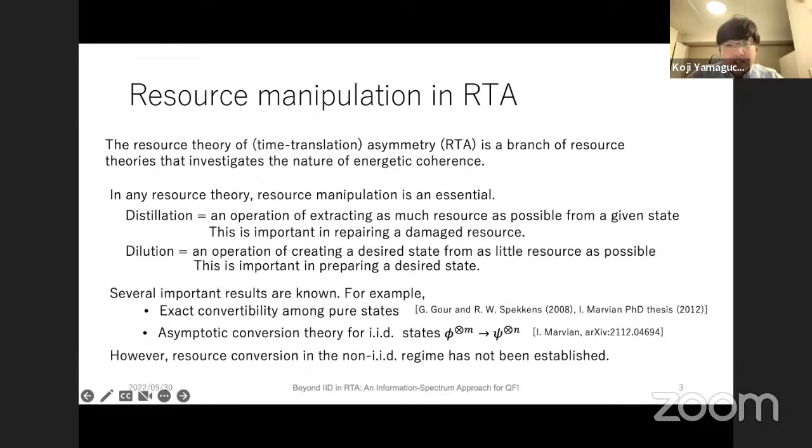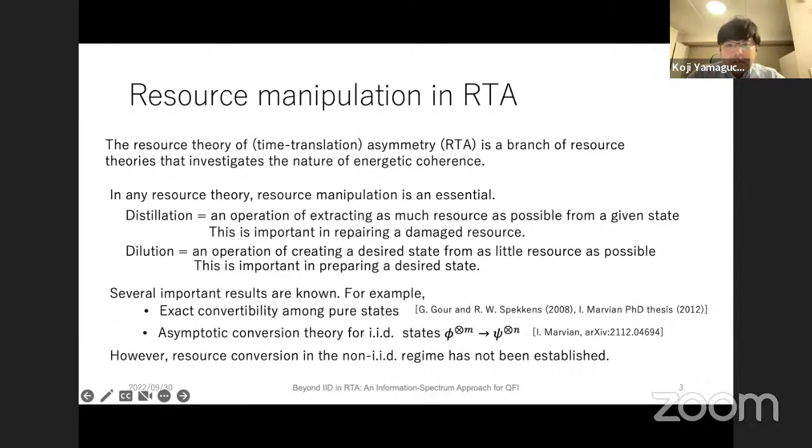As you may know, distillation is an operation of extracting as much resource as possible from a given state. For example, this is important in repairing damaged resources. And dilution is the opposite operation, that is, the operation of creating a desired state by consuming as little resource as possible. In the resource theory of asymmetry, several important results on resource manipulation are known. For example, the exact compatibility conditions among pure states are derived in terms of energy distributions in these papers.